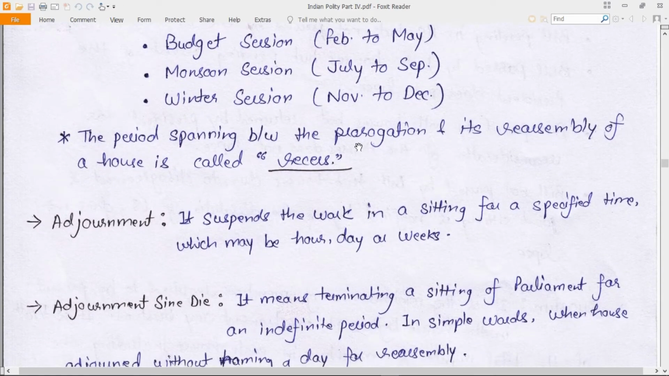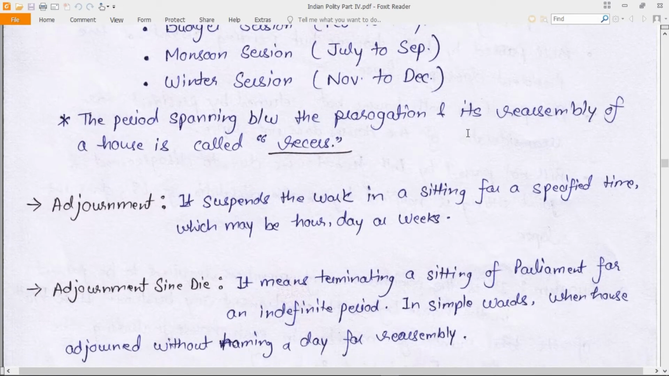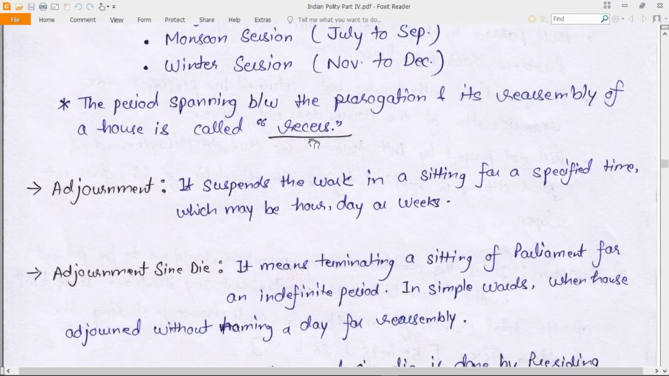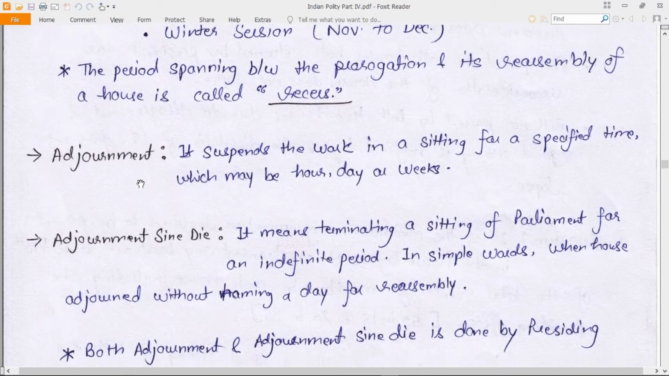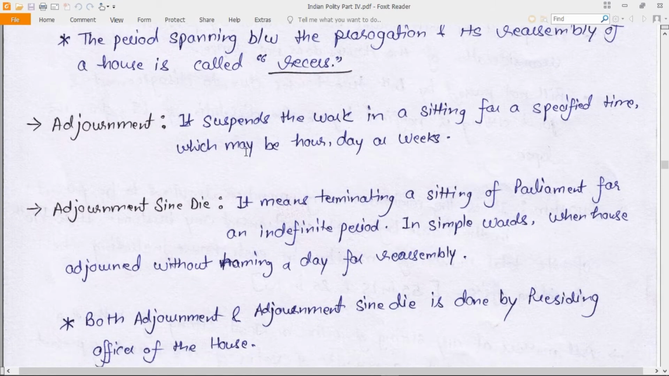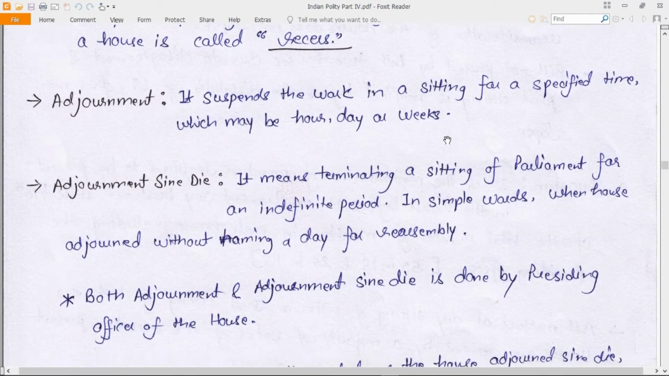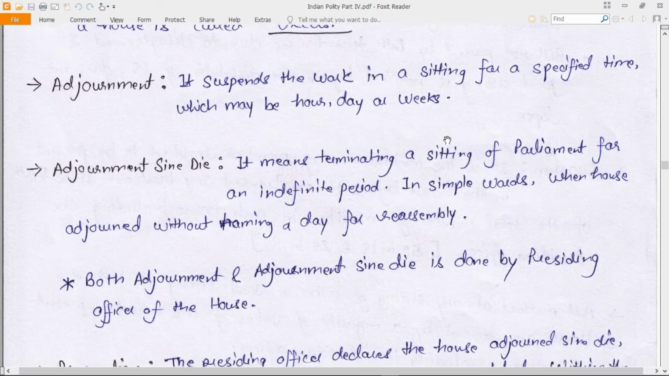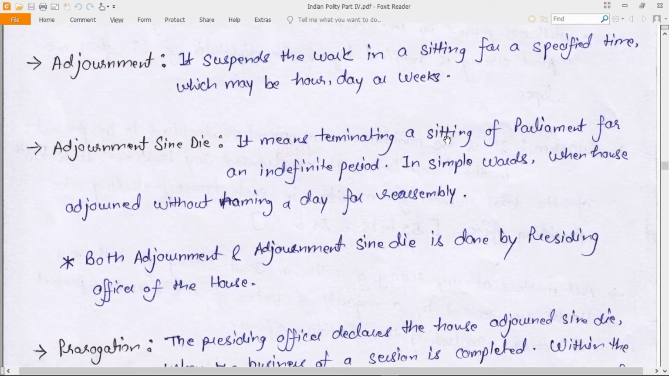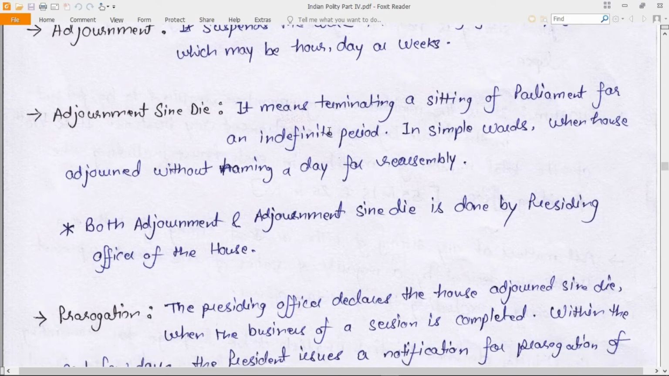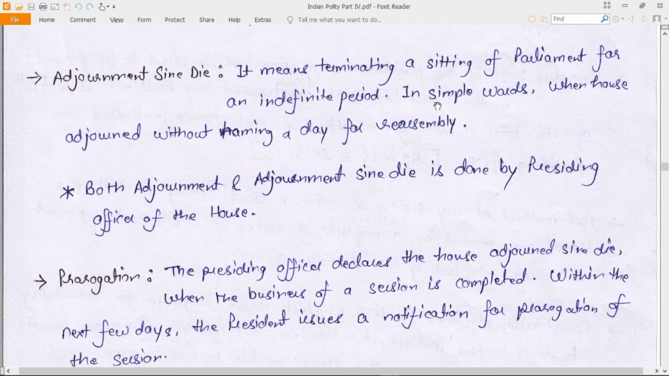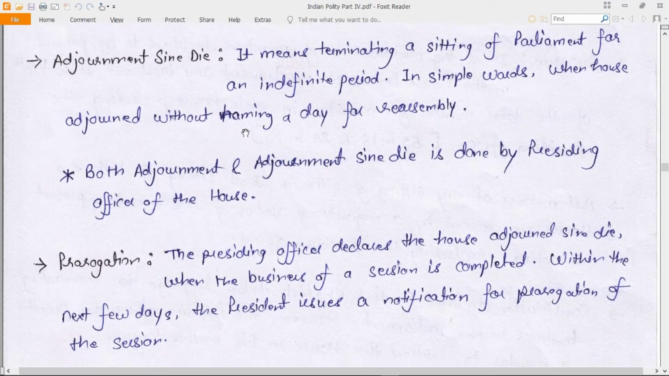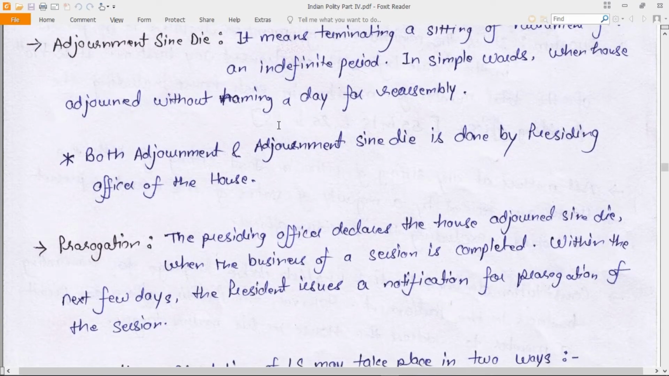The period spanning between the prorogation and reassembly of a House is called recess. Now, what is adjournment? It suspends the work in a sitting for a specified time, which may be hours, days, or weeks. Adjournment sine die means terminating a sitting of the Parliament for an indefinite period. In simple words, when the House adjourns without naming a day for reassembly.